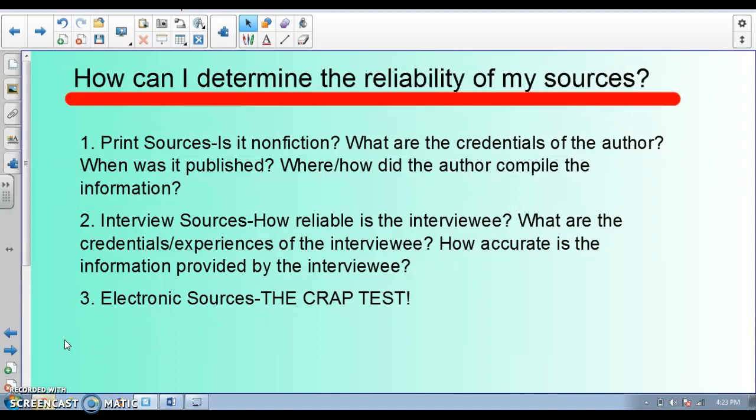You need to consider when the book was published. Is it recent enough to be up to date? And then where and how did the author compile the information? So think about all of those things whenever you pick up a book, and you're going to use a book as one of your sources.